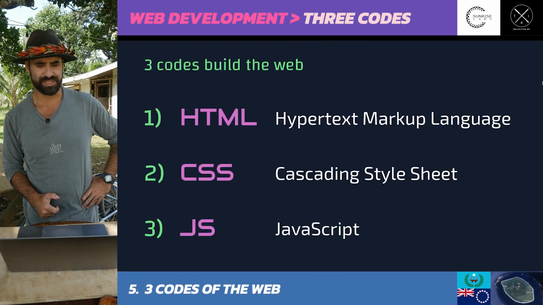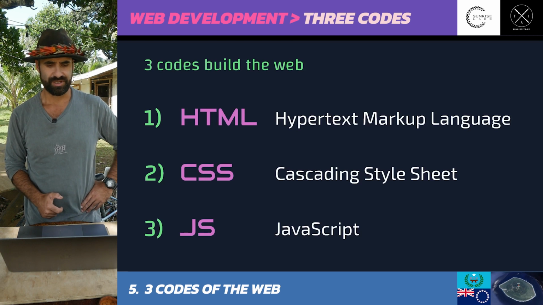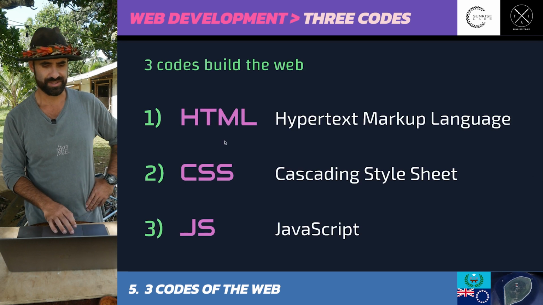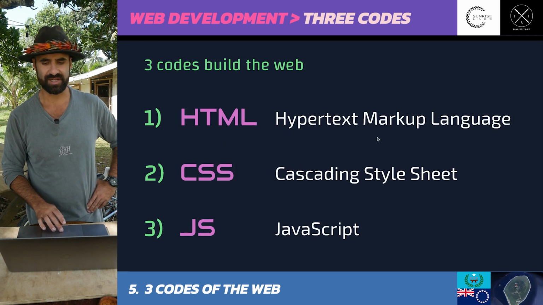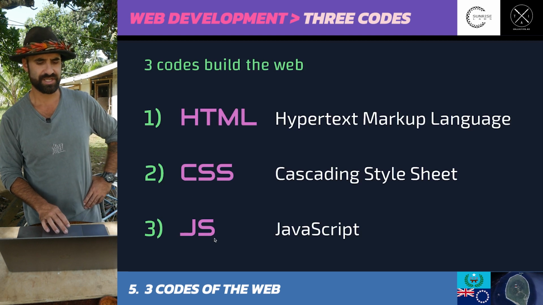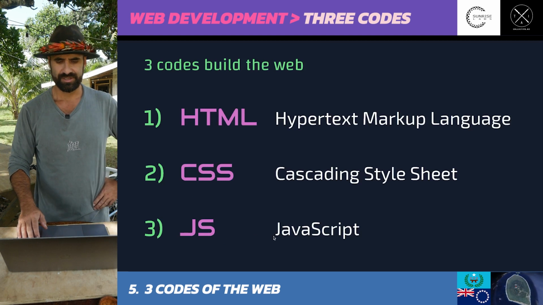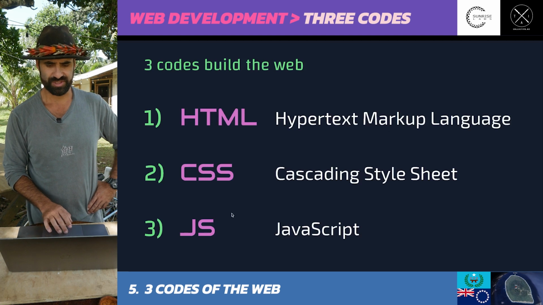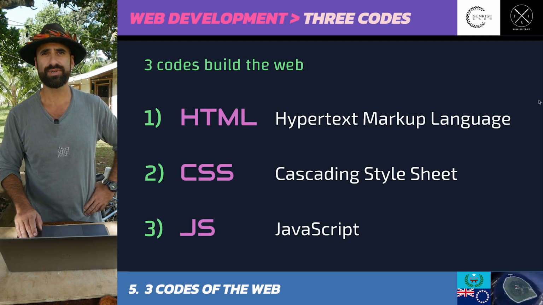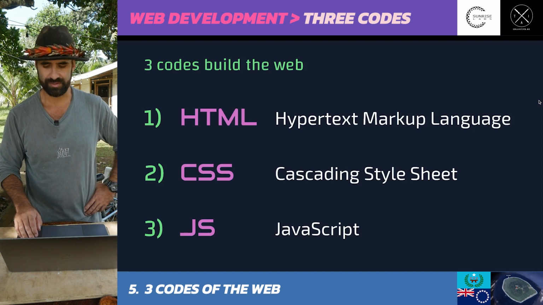So the three codes, HTML, CSS and JavaScript, they're acronyms for the correct names of these types of code. HTML stands for Hypertext Markup Language, CSS stands for Cascading Style Sheet, and JS stands for JavaScript. It's not super important to know what these acronyms stand for. It's more important that you understand what they do and how to write it. So we'll look at that now.